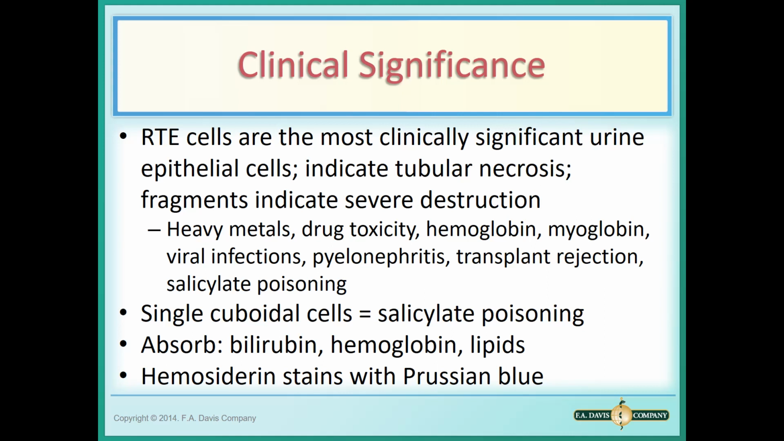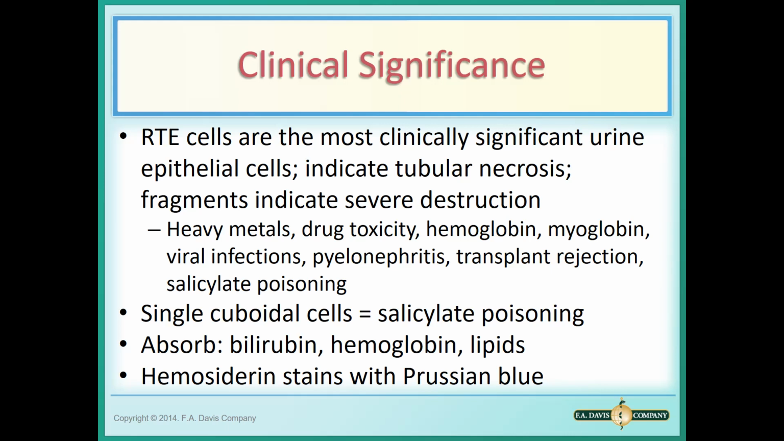Does that make sense? I hope it does. If it doesn't, please see me or send me a quick note. Lots of things can cause that necrosis to happen, and there's some examples here. A lot of times it's some kind of drug toxicity or heavy metal damage. We can also see it with other forms of destruction that impact the tubules and damage them. Excess hemoglobin, myoglobin, infection, all sorts of things.